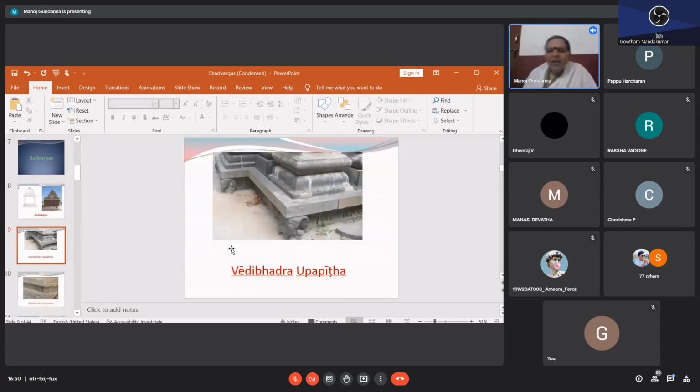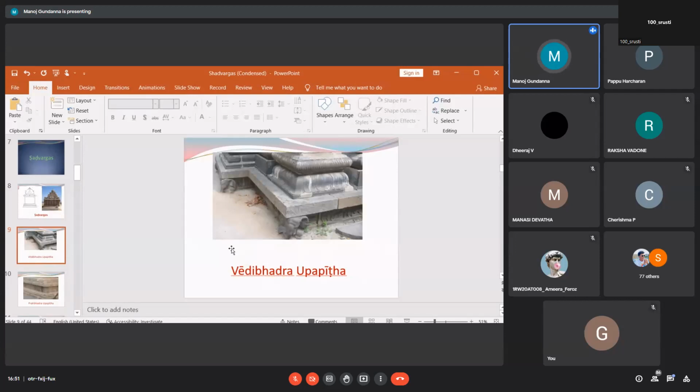Now, sometimes even before beginning with the 6 Shadvargas, a temple can be built on an elevated platform. This elevated platform is called the Upapita. Upapita means a platform, which is also called a dockle in English. It is mentioned in the text why we need an Upapita. It is optional, not mandatory. It says, if you want to increase the height or give more strength to the structure or give a more elegant appearance, then you can introduce an Upapita.